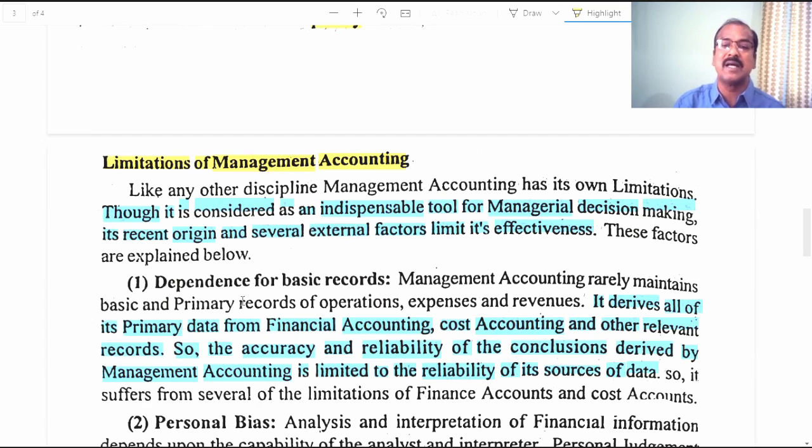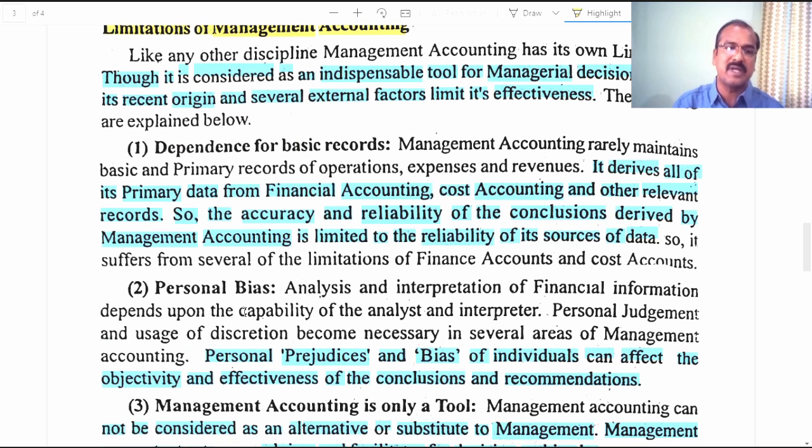Though it is considered as an indispensable tool for managerial decision making, its recent origin and several external factors limit its effectiveness. The first limitation is nothing but dependence for basic records.